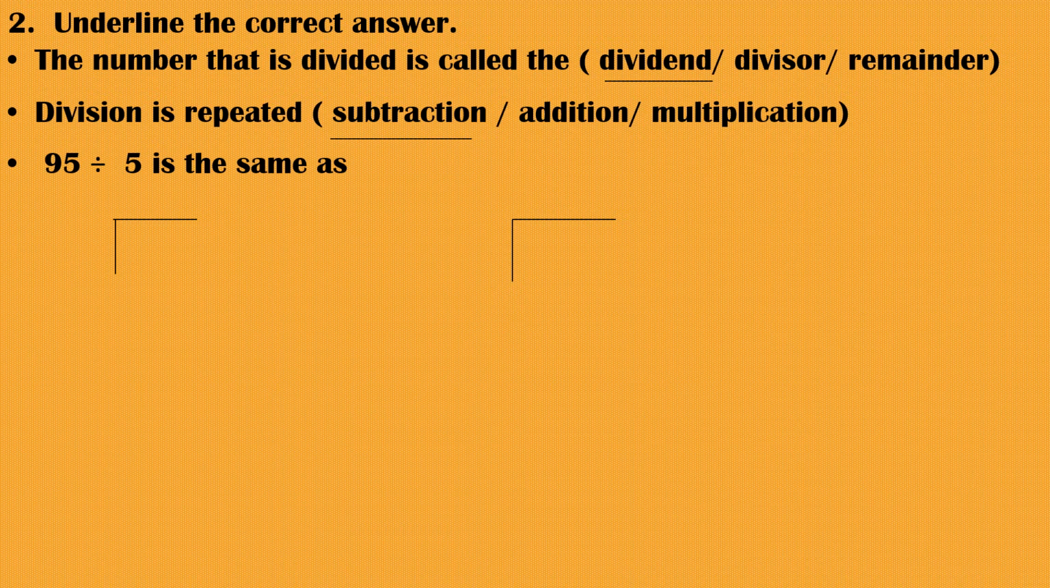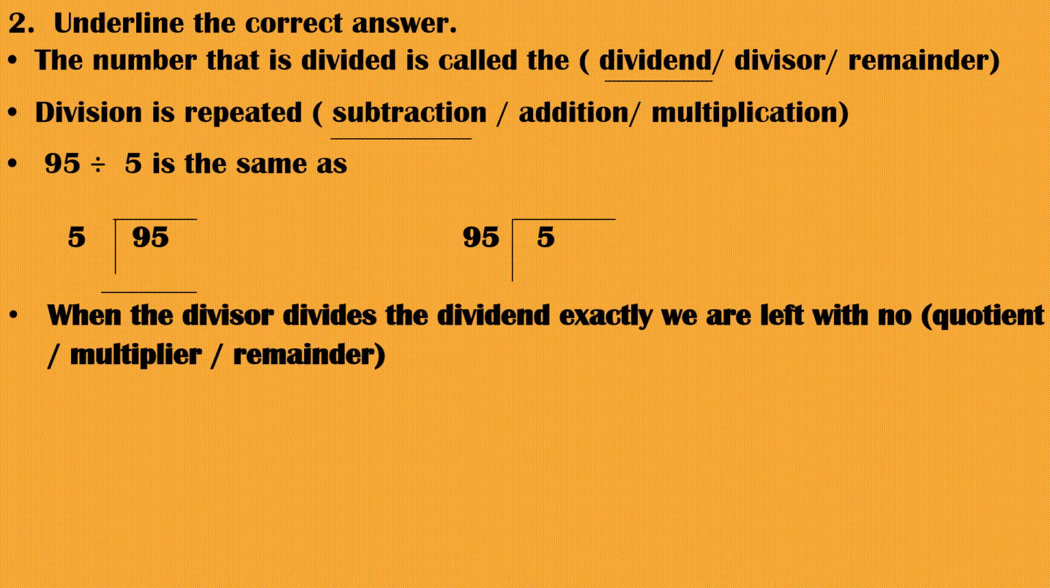Then C part, 95 divided by 5 is same as. How will you mention? First part like this or second part like this. So the answer is the first part. 95 will be your dividend and 5 is your divisor here. Then children, next question. When the divisor divides the dividend exactly, we are left with no quotient, multiplier, or remainder. So the answer is remainder. That means whenever you divide exactly, you will get the remainder 0.